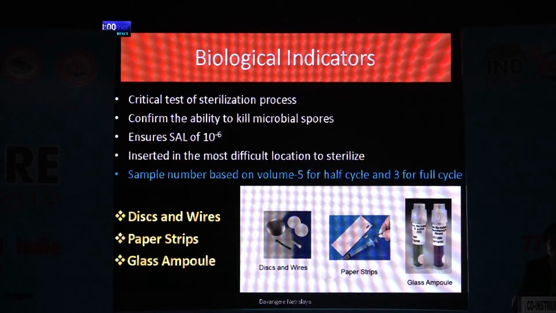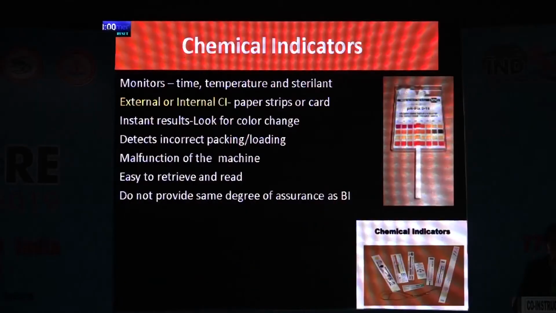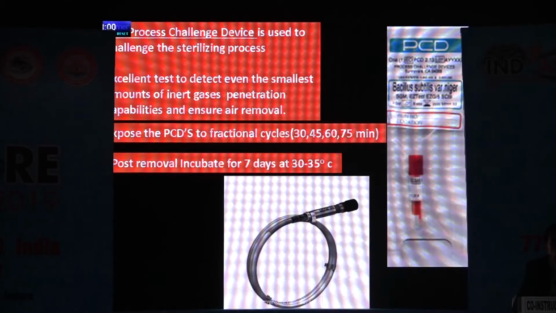The biological indicators are much more reliable when compared to the chemical indicators, as I told. The only difference is the organism which we use for the steam sterilization is different, and the organism which we use in the biological indicator for an ETO is different. Usually we use a gram-positive spore-forming organism that is called Bacillus atrophaeus. This is the organism which we tend to use commonly in the biological indicator for the ETOs. Chemical indicators, it is the same. All class 6 chemical indicators are available, both external and internal chemical indicators, which you can use as any of the things we use for the steam sterilization.